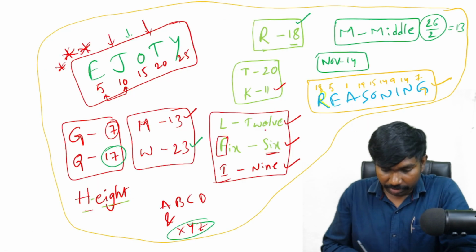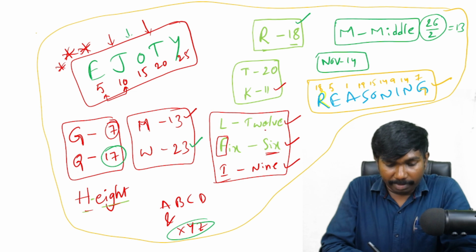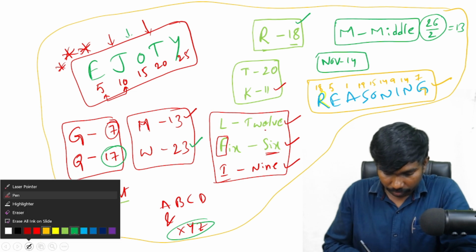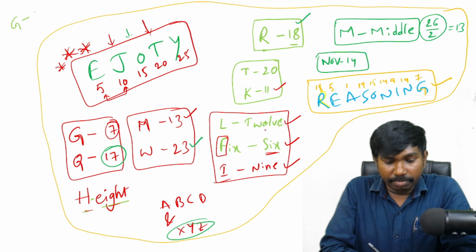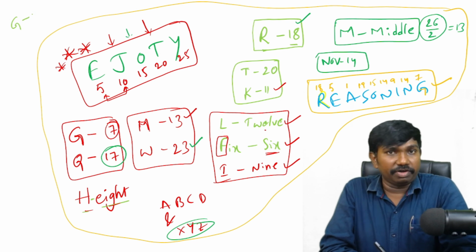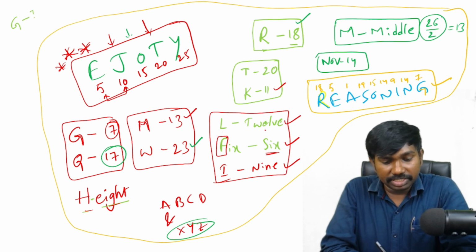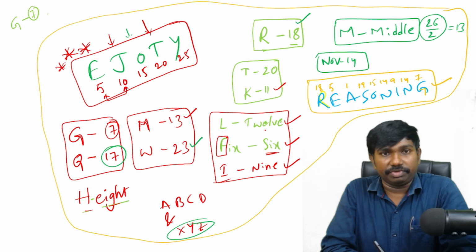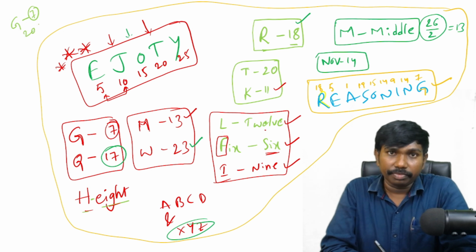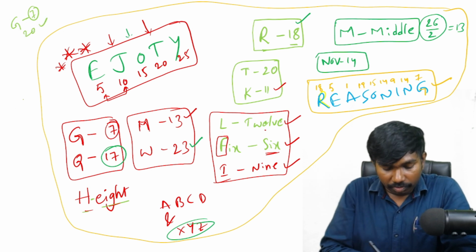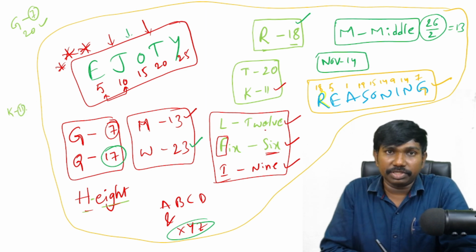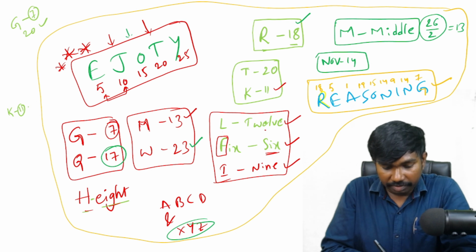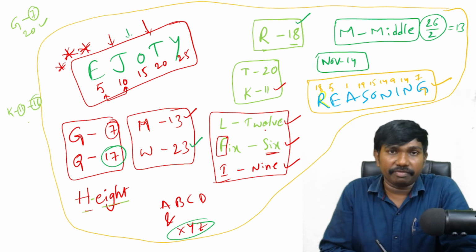Suppose, see here, if I ask you what is the backward position of G, immediately you will recall the forward position only. Forward position of G is 7 and you will subtract it from 27. 27 minus 7 is 20. That is the backward position of G. What is the backward position of K? K's forward position is 11. To get the backward position, we have to subtract it from 27. 27 minus 11 is 16. That will be the backward position.